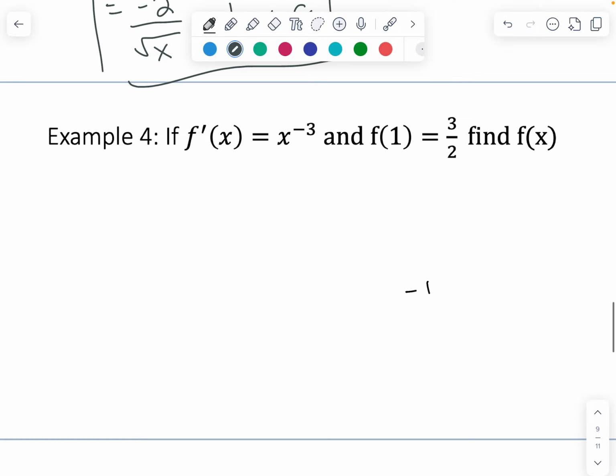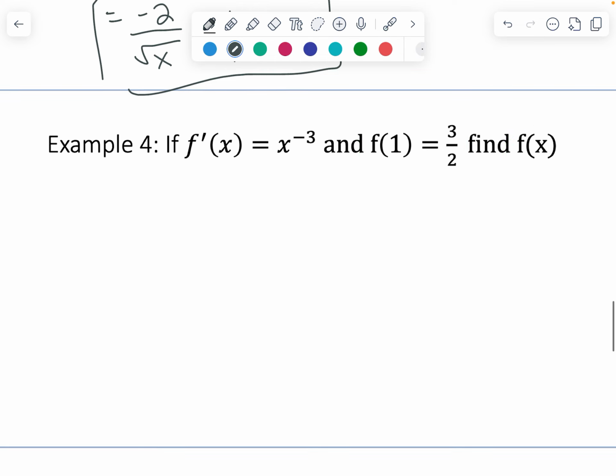So this one is sometimes hard to know what you're supposed to do here, but it says if f prime of x equals x to the negative 3 power, and we know that f of 1, this is information from the original function, is 3/2, find f of x. If it's asking you to find f of x, it actually wants to know c. It wants to know what the whole original equation is, not just what the antiderivative is, and that's where this piece of information is going to help us.